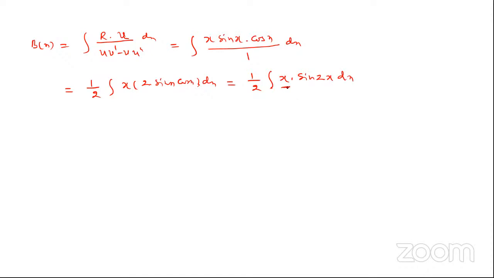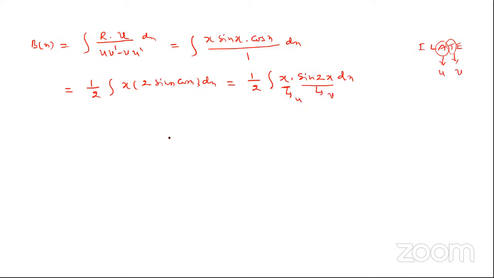Here x comes under algebraic function, and sin 2x comes under trigonometric function. According to the short form ILATE, algebraic function x is A, sin 2x is trigonometric function T. Clearly A comes before T, so A is considered as first function U and T as second function V. Means here x is considered as first function U, sin 2x as second function V.